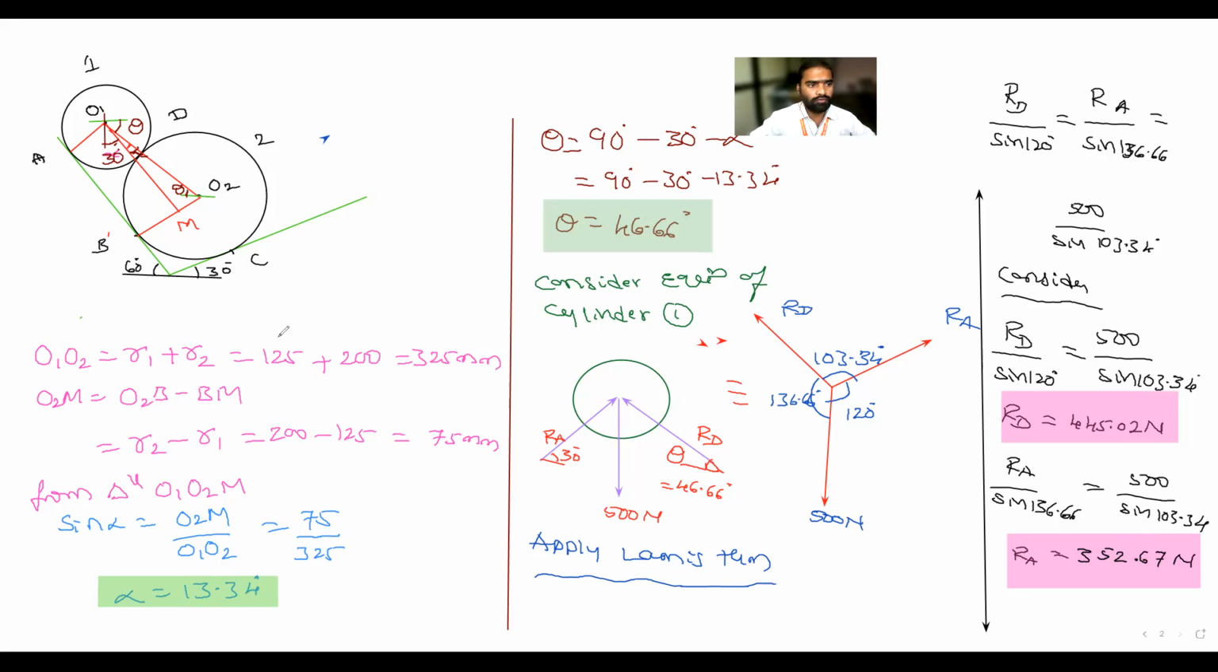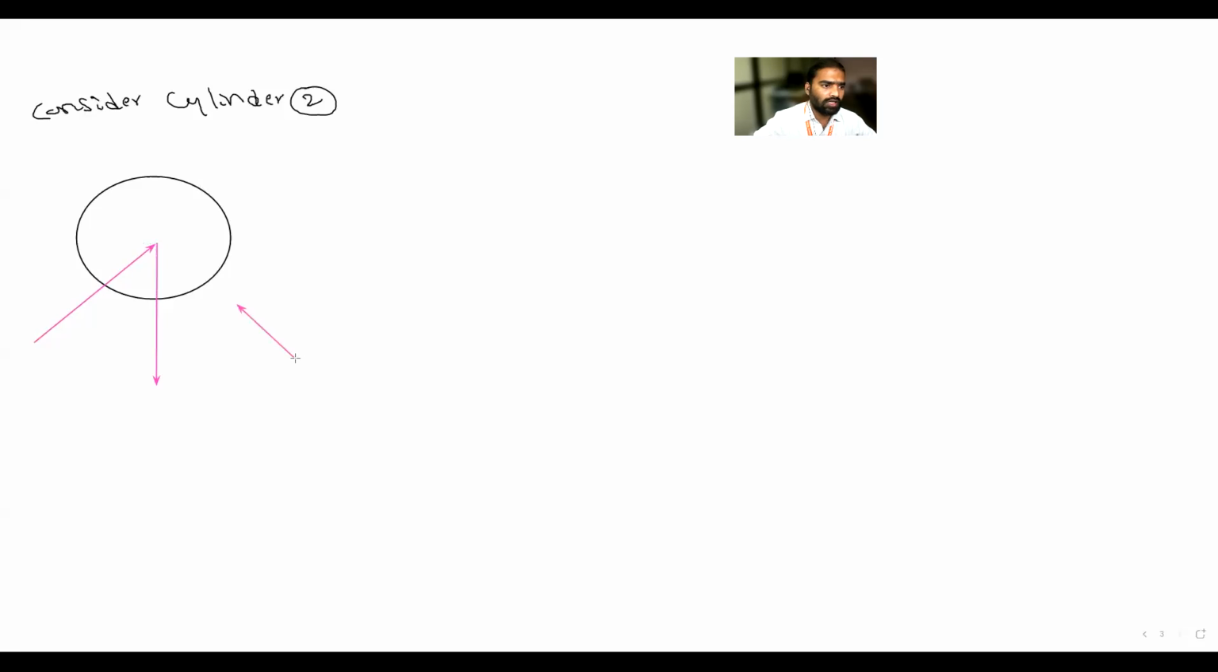Next, when you are going for the second cylinder. Consider cylinder 2. So what are the active and reactive forces? First one is weight acting downward. There is a reaction RB, there is a reaction RC, and RD.